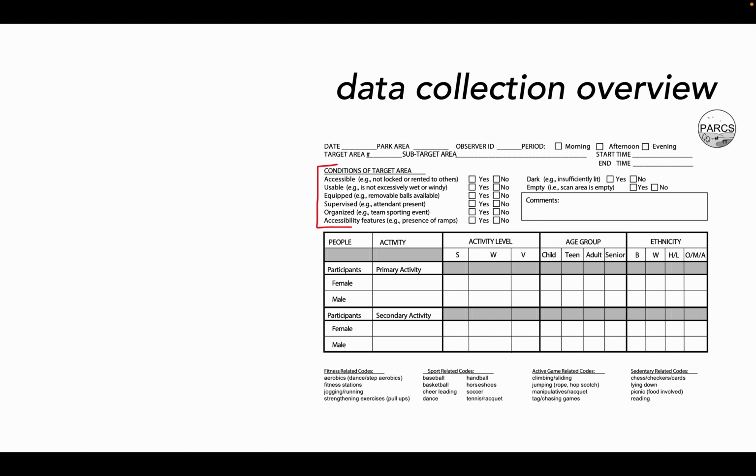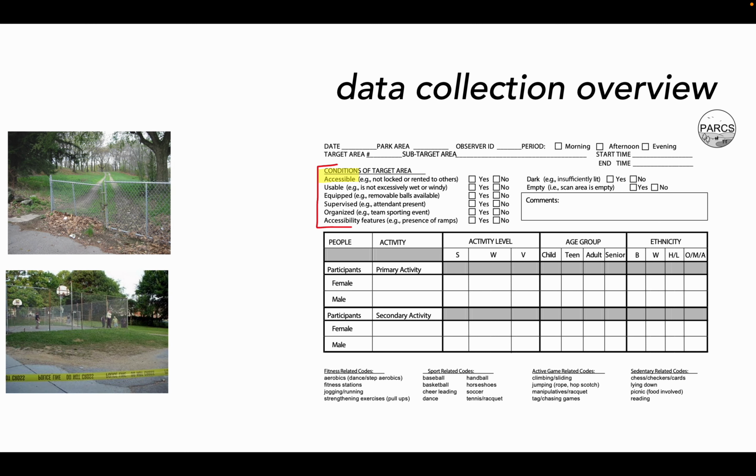The second section is on the qualities or conditions of the target area. Some of these are self-explanatory, but we'll pull out a few to serve as examples. If a park area is not accessible, it's usually locked or closed off in some way, by a fence or signage indicating that it's not to be used. An area is only unusable if it's not fit for its general purpose, a flooded field, for example, or an empty pool. An area is equipped if the tools or accessories needed to serve its purpose, like basketballs on a basketball court, are provided by the park for that place.